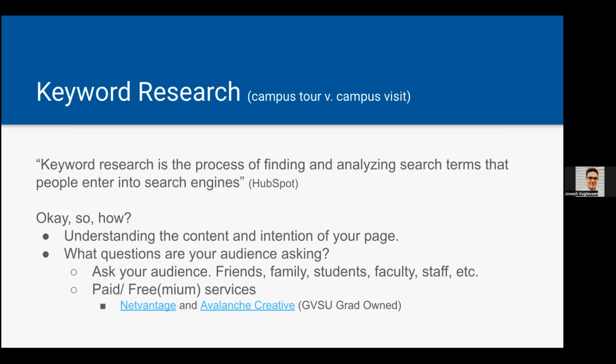So understanding the content, understanding what questions your audience is asking. How do you do that? You ask people. That's free. Ask your friends, ask your family. You know, this is where I work. This is what I do. What questions would you have? What is your interest? Ask the students who have recently applied, who are recently in your program. What are you looking for? How did you find us? Was it easy? Ask the faculty, ask the staff, ask anyone. Let's just start asking, what do you think the intent of our page is? Why would you come to our site?